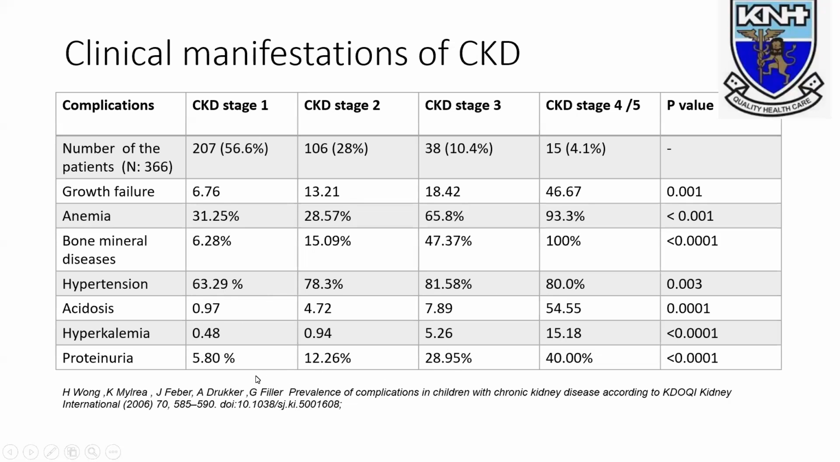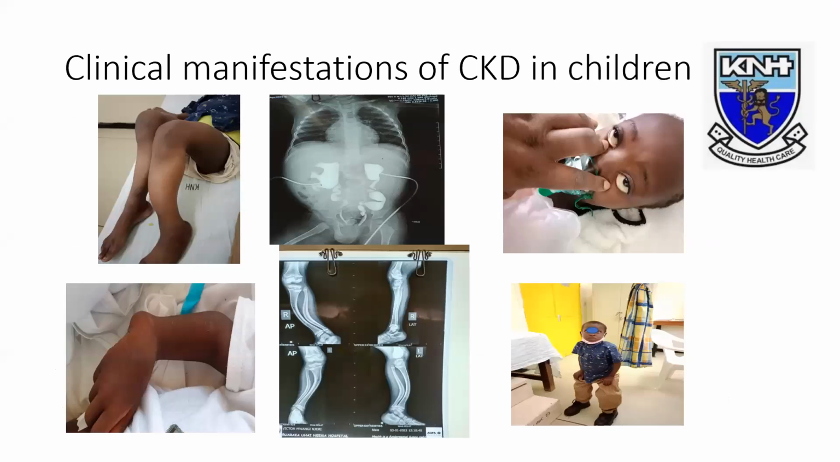Proteinuria, usually measured as microalbuminuria, is 5.8 at stage 1, then 40 at stage 4 to stage 5. You can find all those clinical complications increasing with time. So earlier screening and earlier intervention may slow the progression of chronic kidney disease. That's why we are trying to advocate for children with chronic kidney disease.